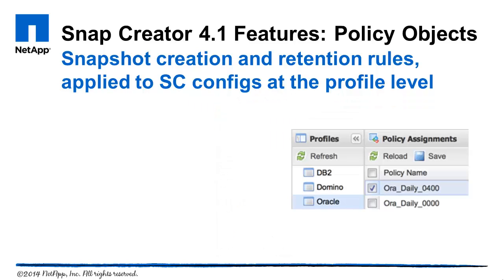Once you've created your policy, you use policy assignments to apply that policy to a profile. Simply select a profile, then a policy, and click Save. Assigning a policy to a profile will take precedence over any retention policies defined within the configuration itself. So if your configuration files already have retention policies defined, the policy assignment will overrule those settings.